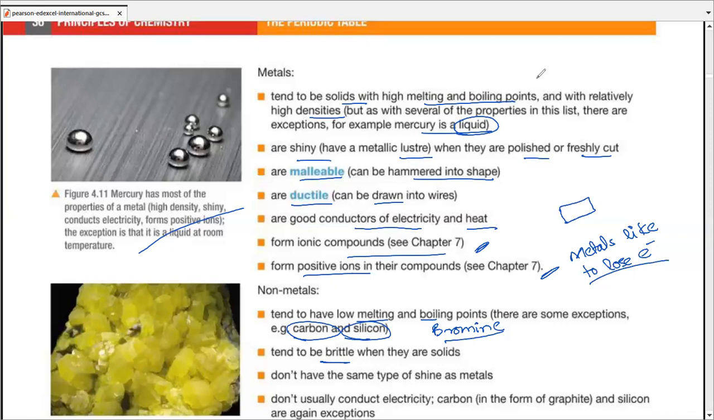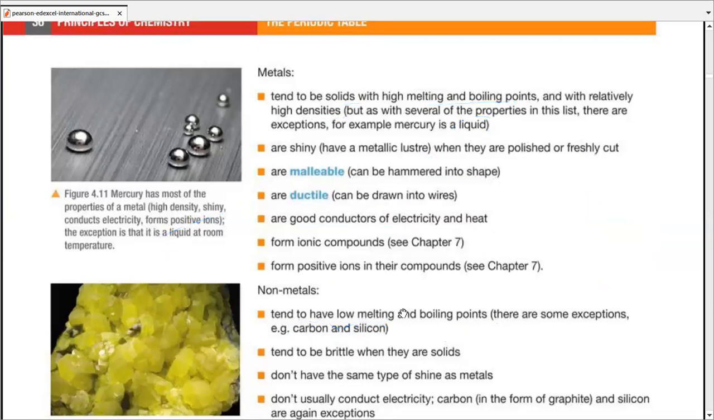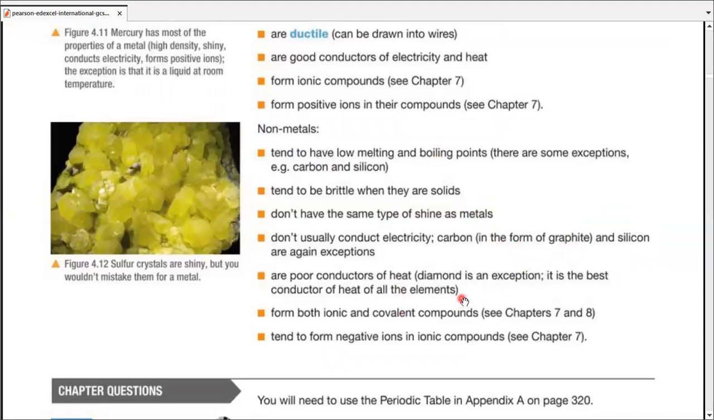Moving on, they don't have the same type of shine as metals. They don't conduct electricity except graphite. They're poor conductors of heat except diamond. And they tend to gain electrons. Instead of going with the negative ions part, I ask my students to note and remember that non-metals like to gain electrons. So it's pretty easy for students to bifurcate how they're going to behave in bonding. Most of the time, metals would like to lose electrons. Most of the time, not all of the time, non-metals would like to gain electrons. However, non-metals sometimes are also capable of sharing electrons, which actually completes this chapter for us.